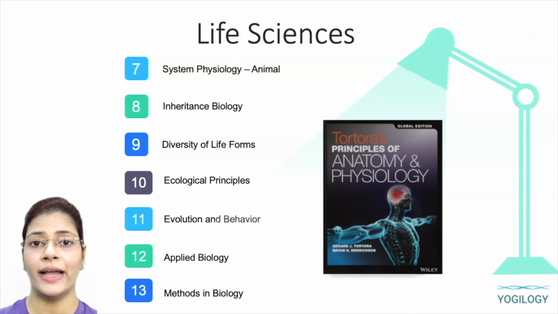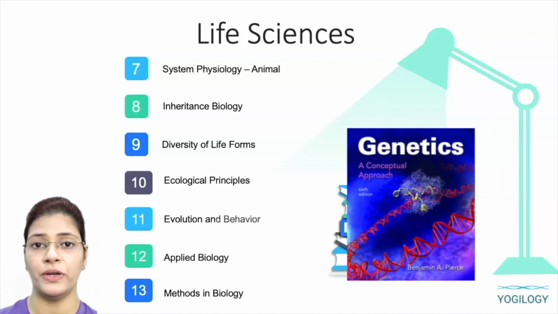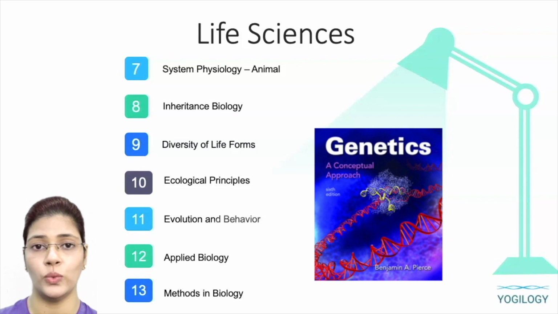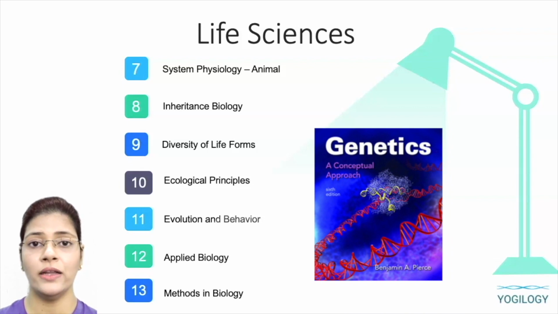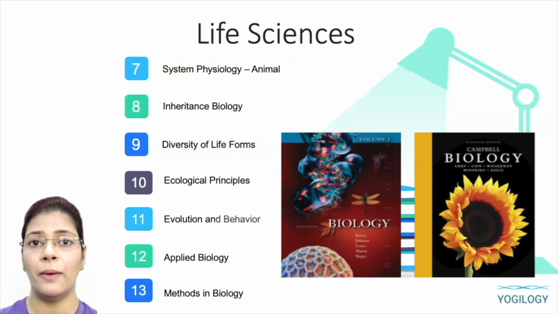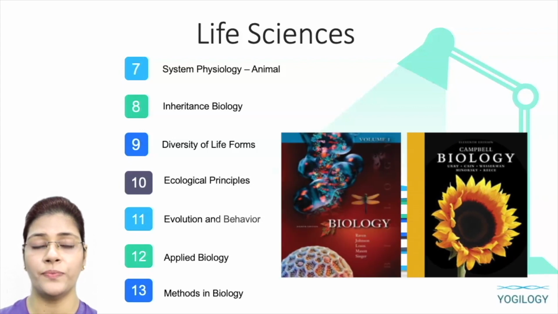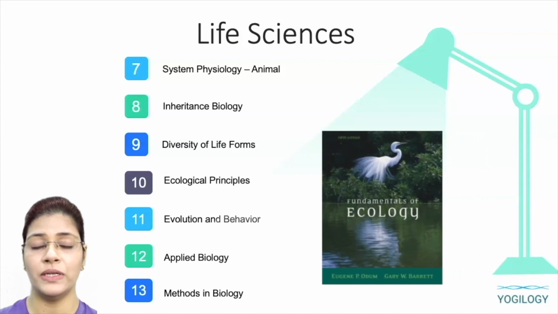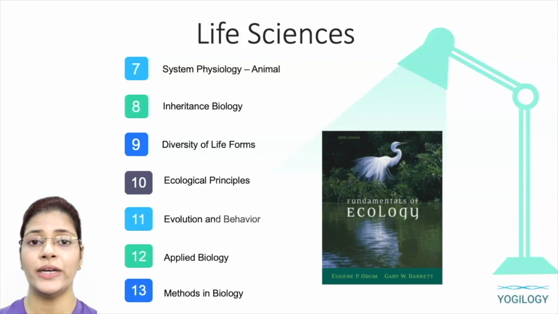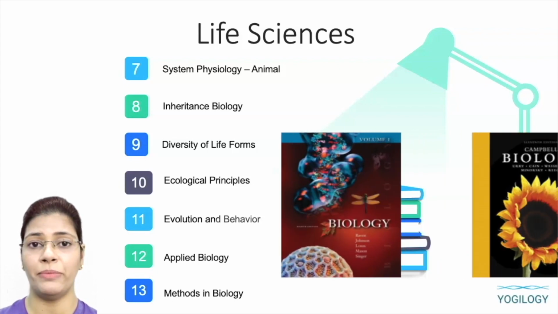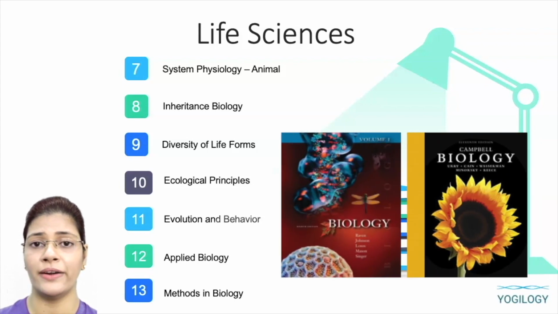Unit 8, Inheritance Biology. Genetics: A Conceptual Approach by Benjamin Pierce or any other genetics books will do for this unit. Unit 9, Diversity of Life Forms. Biology by Raven or Campbell, you can refer for this. Unit 10, Ecological Principles, Fundamentals of Ecology by Eugene P. Odum. Unit 11, Evolution and Behavior. Again, Biology by Raven or Campbell will cover the basics of this unit.